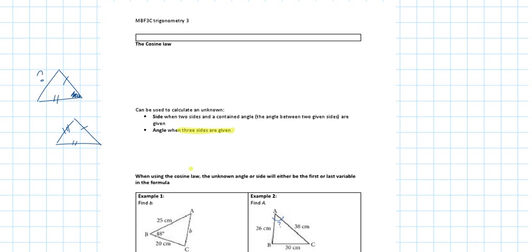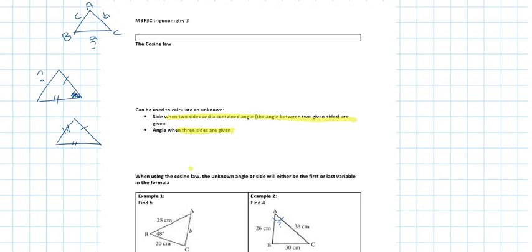Now, what is the cosine law and how can I use it? There are different versions of it. It depends on what is given to you. So let's say I have triangle ABC, and I'm looking for side A. What must be given to you if you're looking for side A? You should be given side B, side C, and angle A.